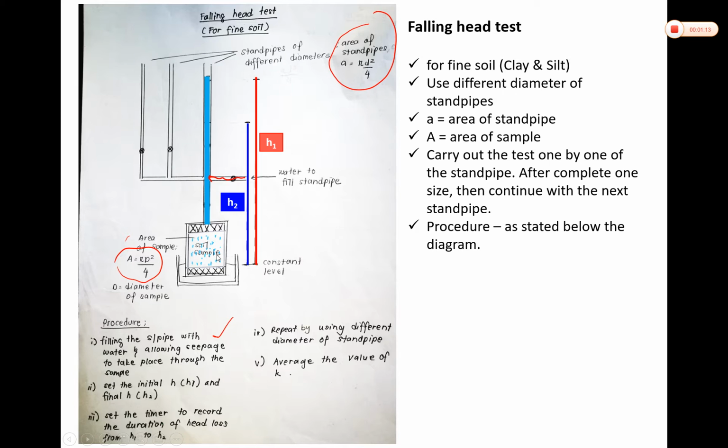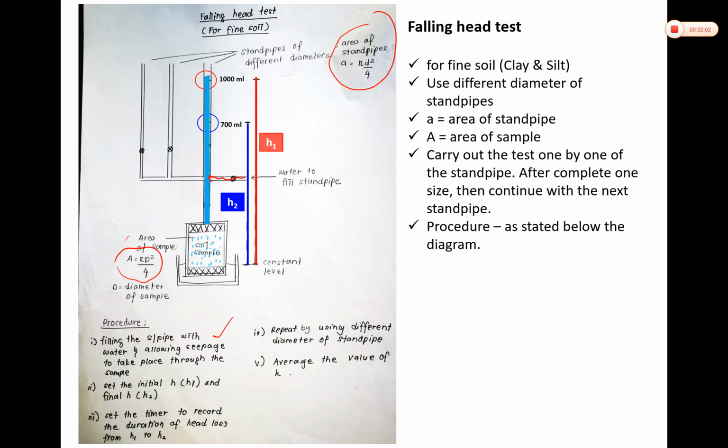We allow the water to penetrate the soil. Because this is fine soil, the void is very minimal, so it will take a longer time than the constant head test. Then we need to set the initial H. For example, we set it to start from 1000 ml, and we plan that the final H is at 700 ml. We set this first because we need to record the duration of the water flowing from 1000 ml to 700 ml.